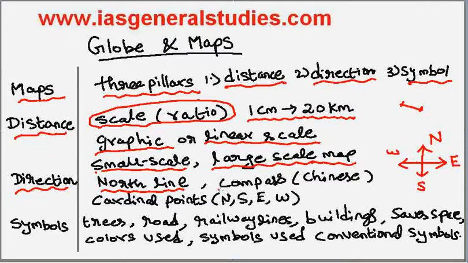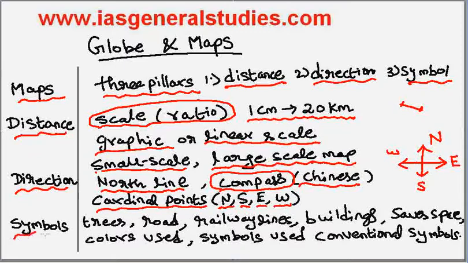And we have an instrument called a compass, which is used to determine the direction, that was first invented by the Chinese. And these main directions, north, south, east, west, are called the cardinal points.